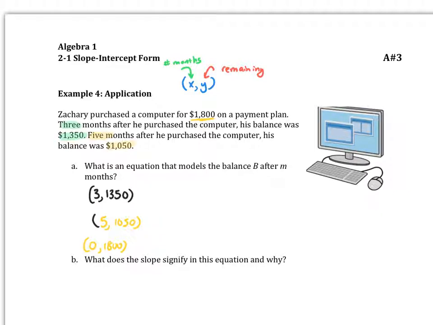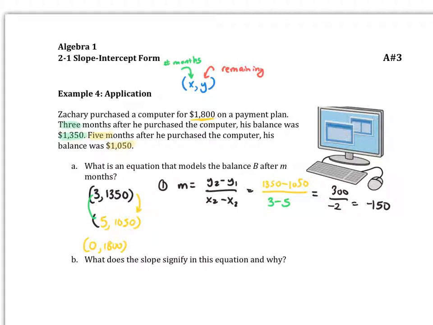So, step number 1, we're going to find slope. So slope is, remember, y2 minus y1 over x2 minus x1. In this case, I'm subtracting my y's here. So 1,350 minus 1,050 all over, and we're going to subtract this, 3 minus 5. Okay, now let's continue on. Here we have 300 divided by negative 2. That gives me negative 150.